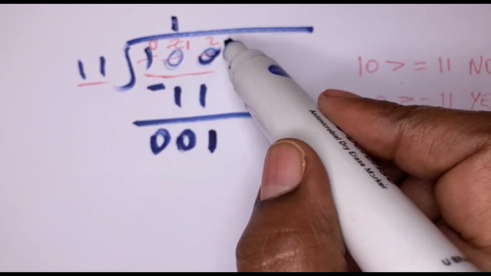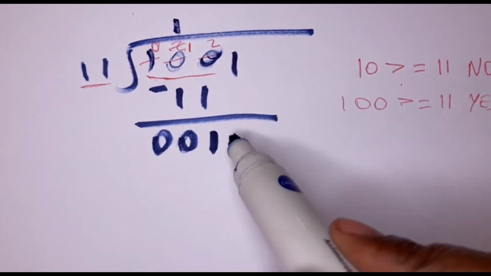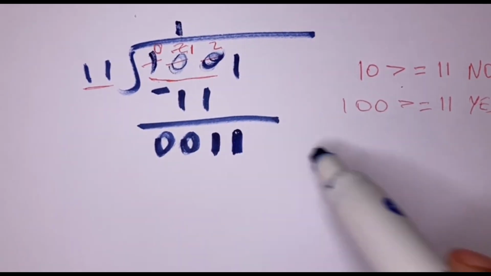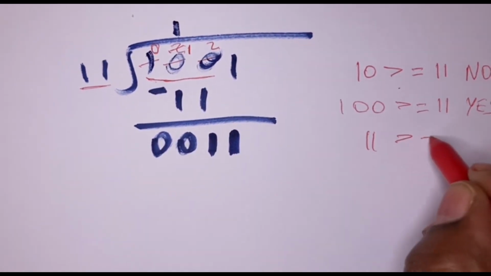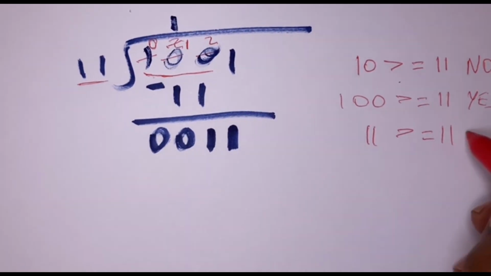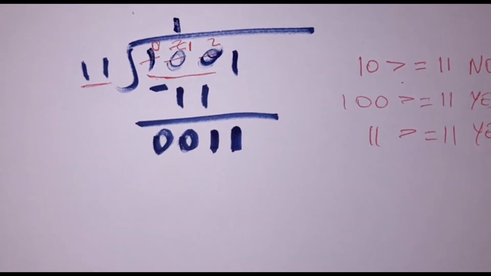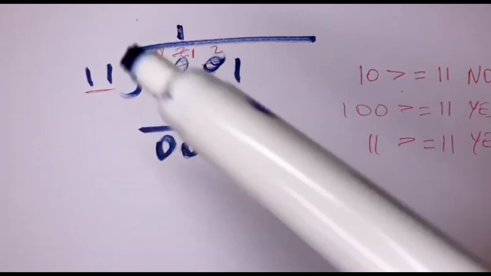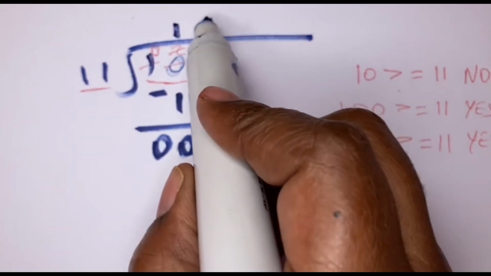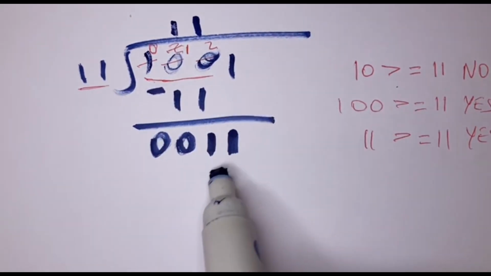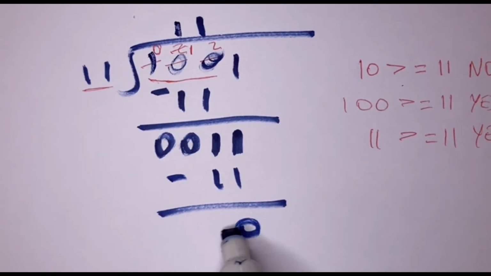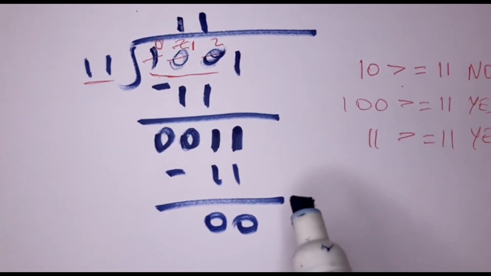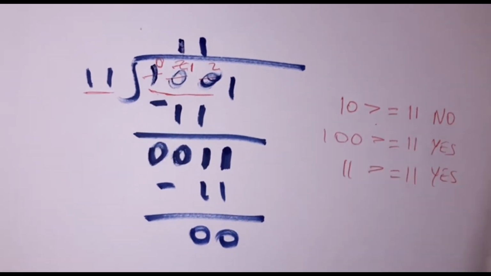So we will bring down the next one, which is left here at the end, giving 1, 1. Is 1, 1 greater than or equal to 1, 1? Yes. So I can divide. Therefore, 1, 1 divided by 1, 1 is 1 times. 1 times 1, 1 is 1, 1. So subtract: 1 minus 1 is 0, 1 minus 1 is 0. So we finish our division.